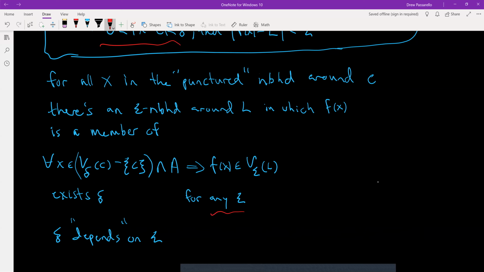So it's going to be key to keep track of these quantifiers. We have for any epsilon, that's given first, and then there exists a delta. So we say delta depends on epsilon. Whatever epsilon you give me, I am going to find a corresponding delta. Kind of like with sequences, for any epsilon, I find a value of the index n.